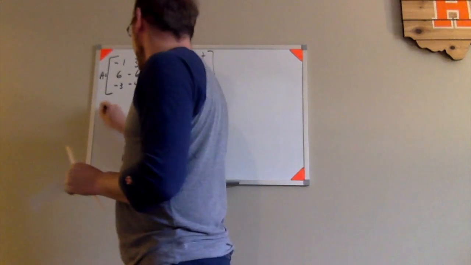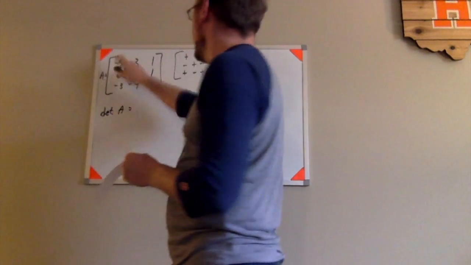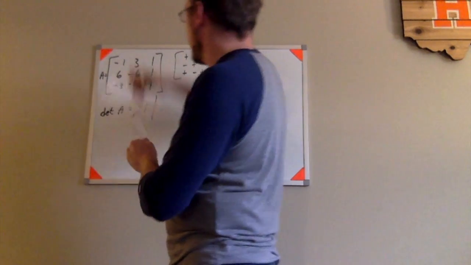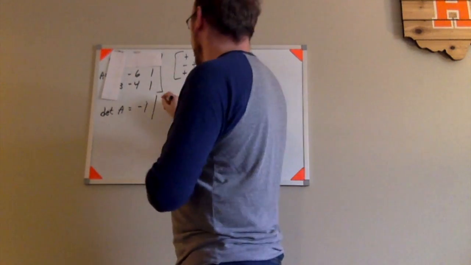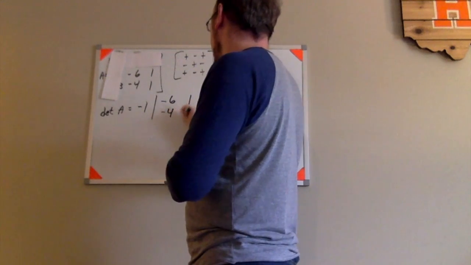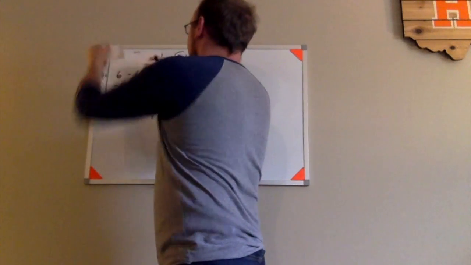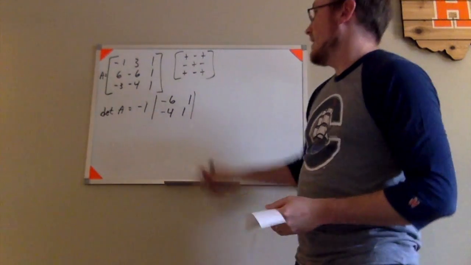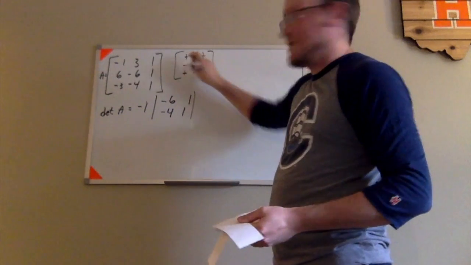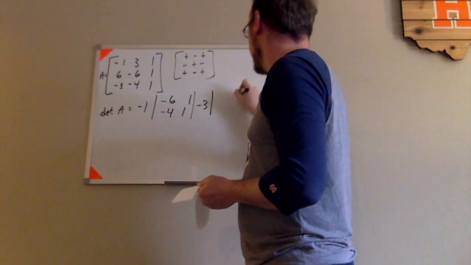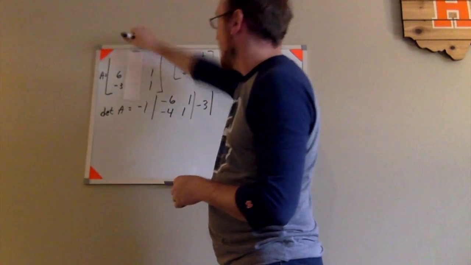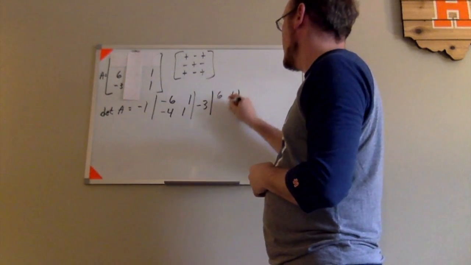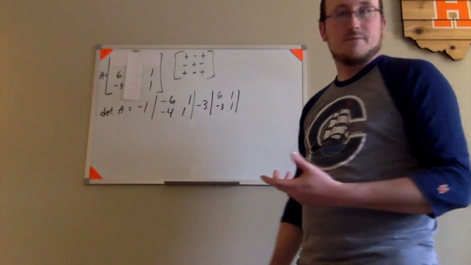So let's set this up now. I'm going to cover up my row and column here. So I have the determinant of A is equal to -1 times this smaller determinant that I'm going to create by covering up row 1 and column 1. That should leave me with numbers -6, 1, -4, and 1. Now, I have the 3, which again I need to make negative from my sign matrix, so it becomes -3 times a smaller determinant, where I cover up the row and the column containing that number, and that leaves me with numbers 6, 1, -3, and 1 for my smaller 2x2 determinant.